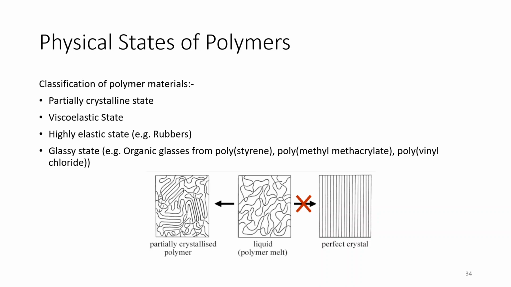Physical state of polymers. So classification. It can be partially crystalline state, it can be viscoelastic state, it can be highly elastic state such as rubbers, and also glassy state where organic glasses from polystyrene, polymethyl methacrylate, and polyvinyl chloride are some of the examples. Your polymers can never be 100% crystalline. There will always be some portion in the crystalline form and some portion in amorphous.